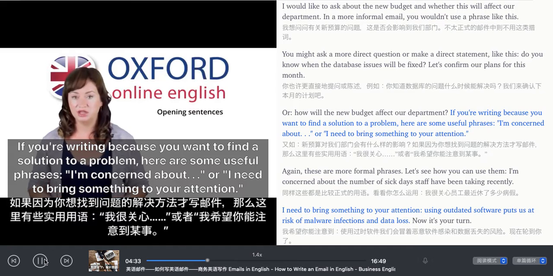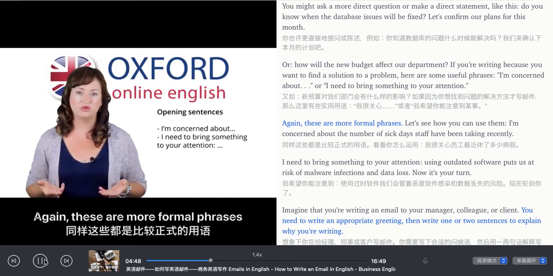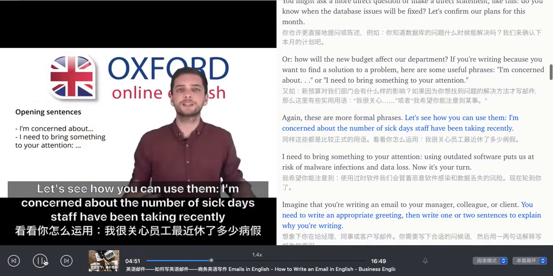If you're writing because you want to find a solution to a problem, here are some useful phrases. I'm concerned about, or I need to bring something to your attention. Again, these are more formal phrases. Let's see how you can use them.